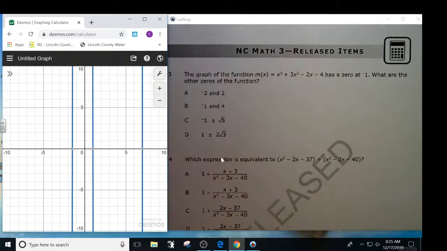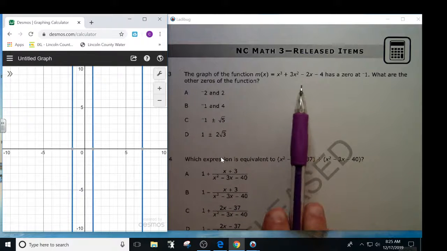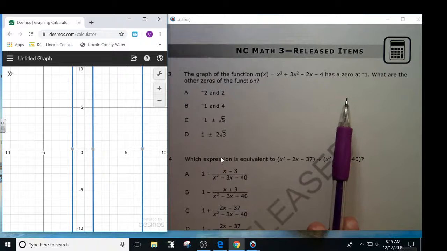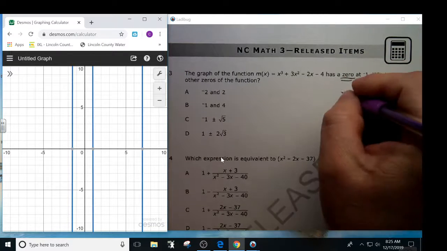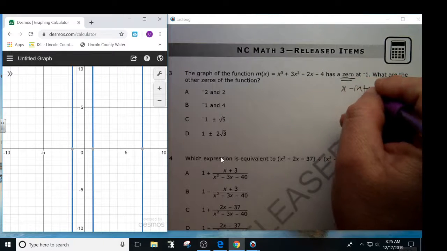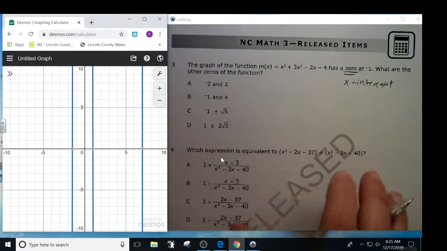Guys, I'm going to tell you something. If you notice, here's another one just like we did. The graph of the function x cubed plus 3x squared minus 2x minus 4 has a 0 at negative 1. Automatically this should be sticking out. That is an x-intercept. What are the other zeros of the function? Now I'm going to show you on this problem how to use process of elimination.